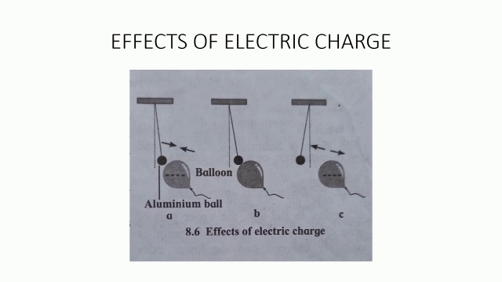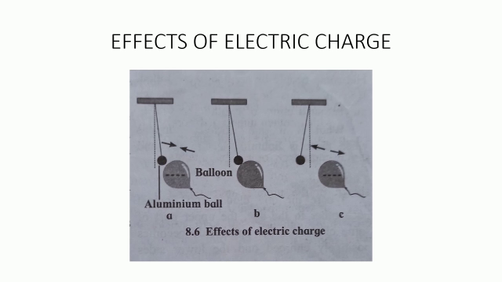Effects of electric charge. When an uncharged aluminium ball is brought near a negatively charged balloon, the following things happen. As shown in figure A, an opposite charge is generated in the other object by induction and both the objects get attracted to each other. When a negatively charged balloon is brought near an uncharged aluminium ball, an opposite charge, that is, positive charge, is generated in the aluminium ball by induction and both the objects get attracted to each other.